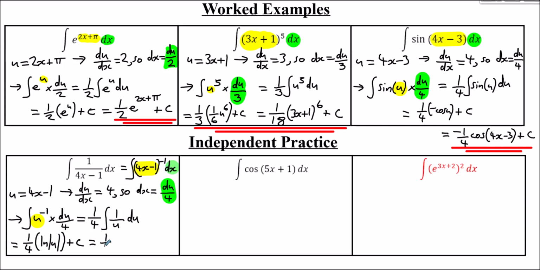Final step, replace u with what u actually was in terms of x. u was 4x minus 1. So it's 1/4 natural log of the mod of 4x minus 1 plus c.